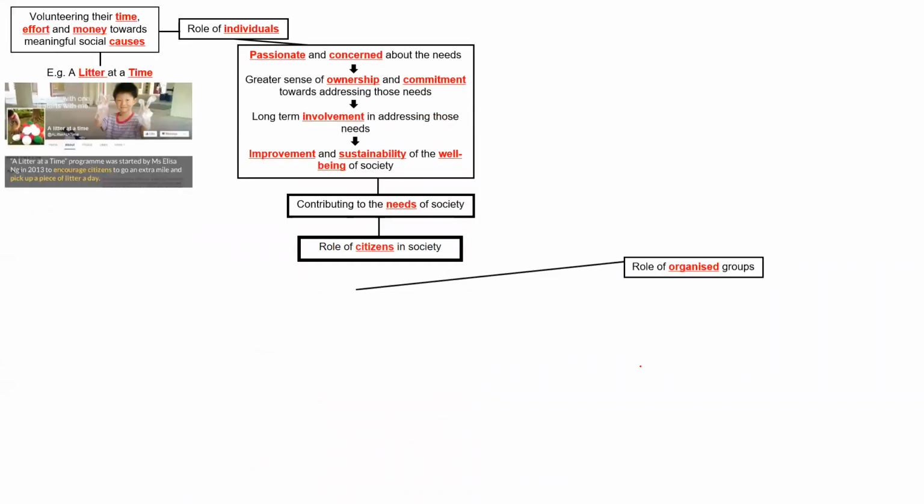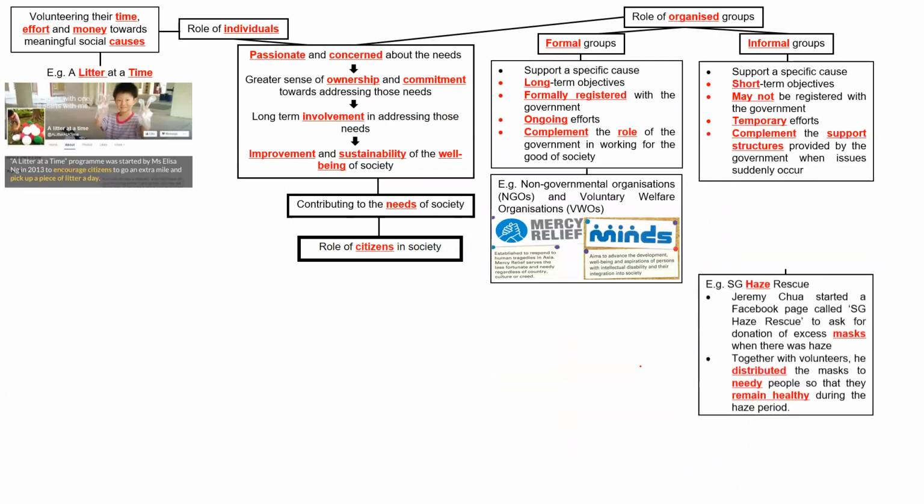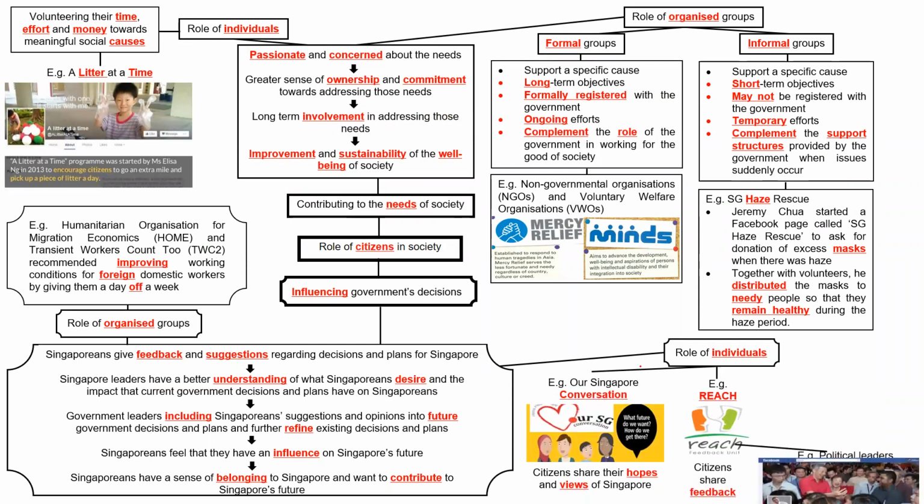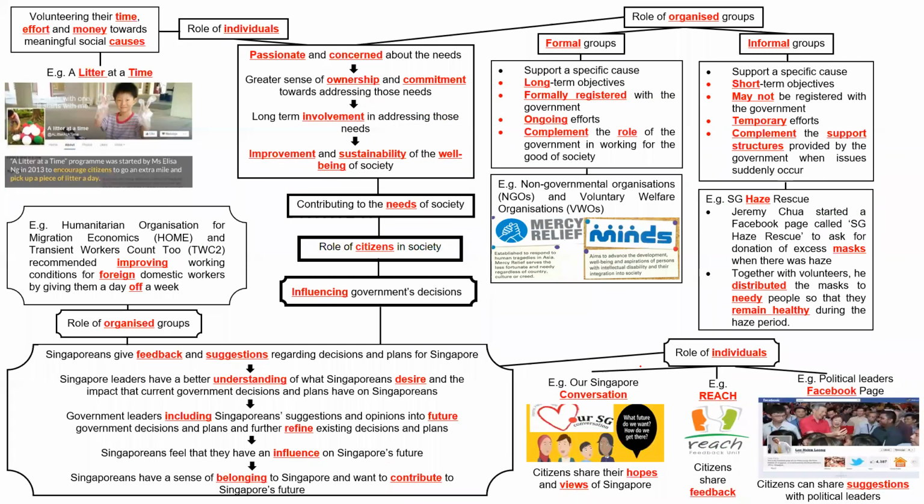All right, so now let's look at the role of citizens. Again, I'm going to show you the big factor first. Okay, so this is a very big map, but at the center, this is the center. What can citizens do? The big factor is that citizens can contribute to society's needs directly, or if you don't want to do it directly, you can influence and ask the government to do things that will benefit society. So again, essay example, they may ask you which is more important, contributing to the needs of society or influencing government decisions?